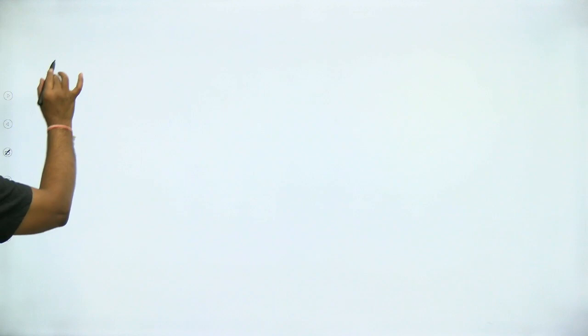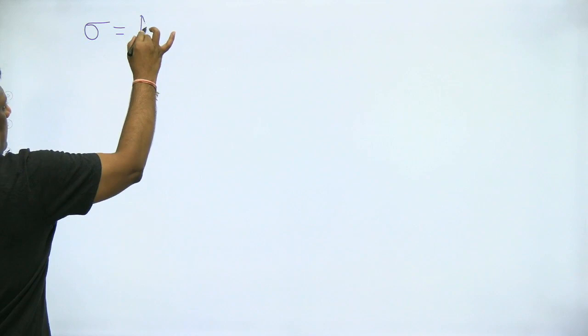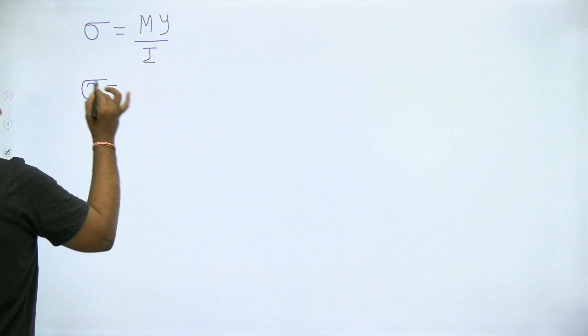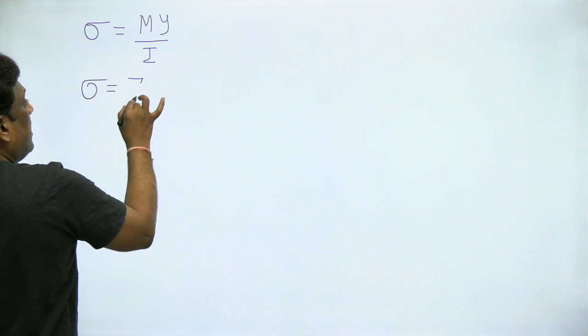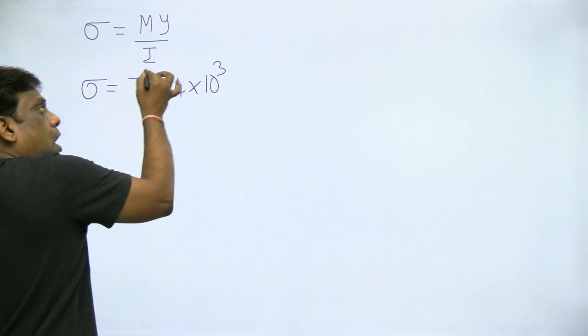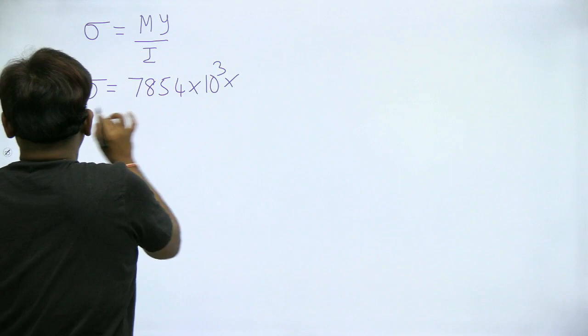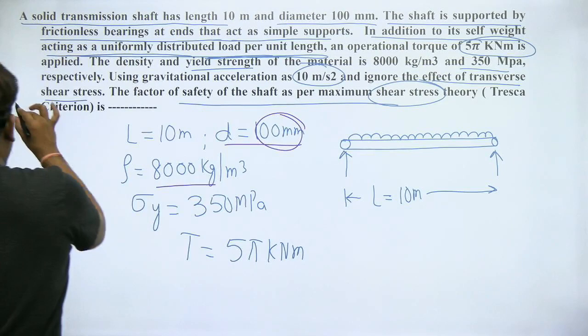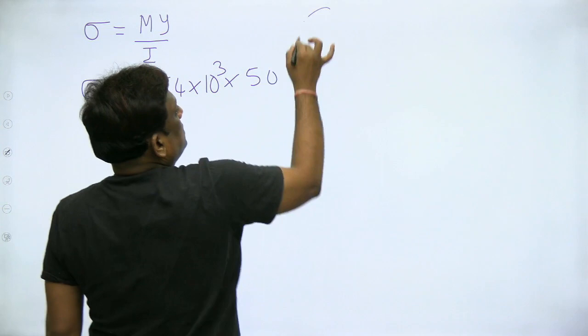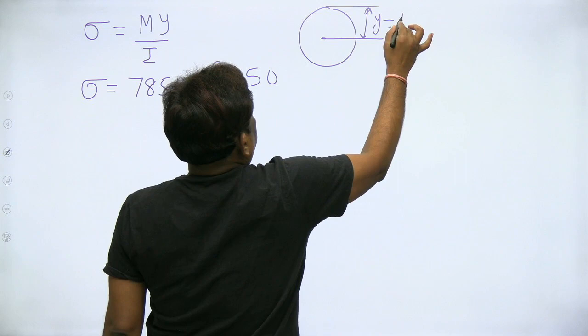So let us calculate the maximum bending stress. The maximum bending stress is given by M by I is equal to sigma by y, so sigma maximum is given by M y by I. Already you know M, 7854 into 10 power 3. It was in Newton meter, I'll convert it into Newton mm. Why? What is the diameter? The diameter is given as 100 mm. So Y will be 50, because from the center, the maximum value of Y is 50 mm.